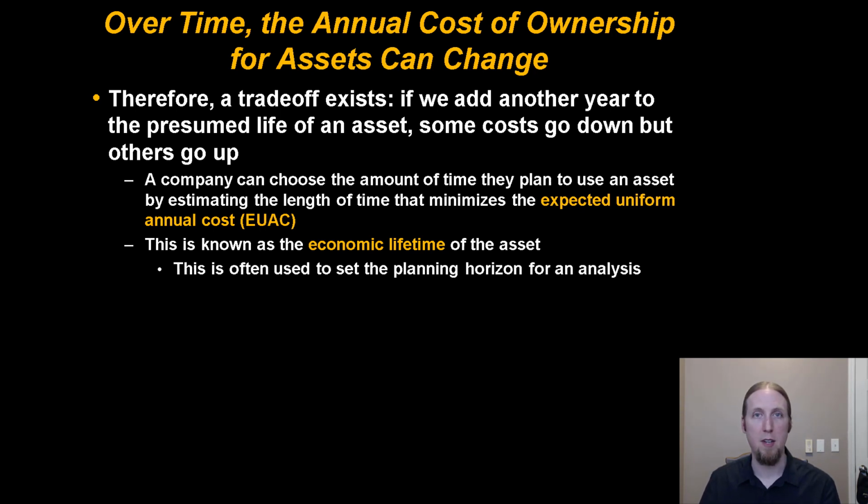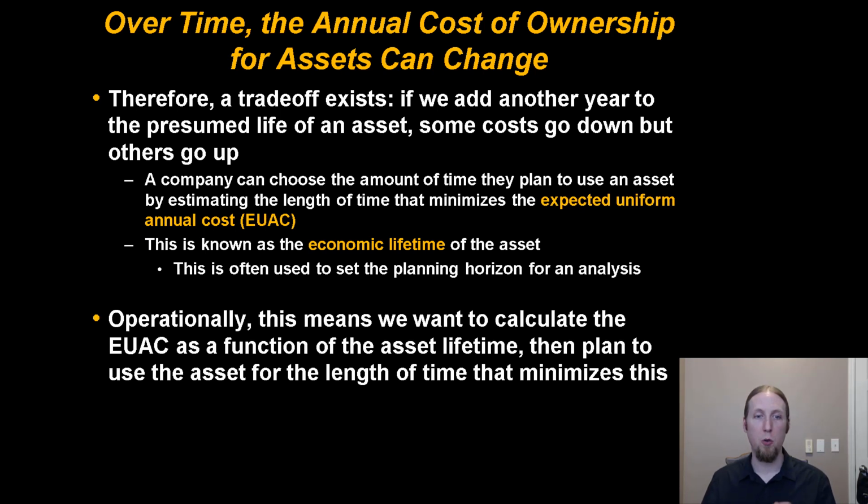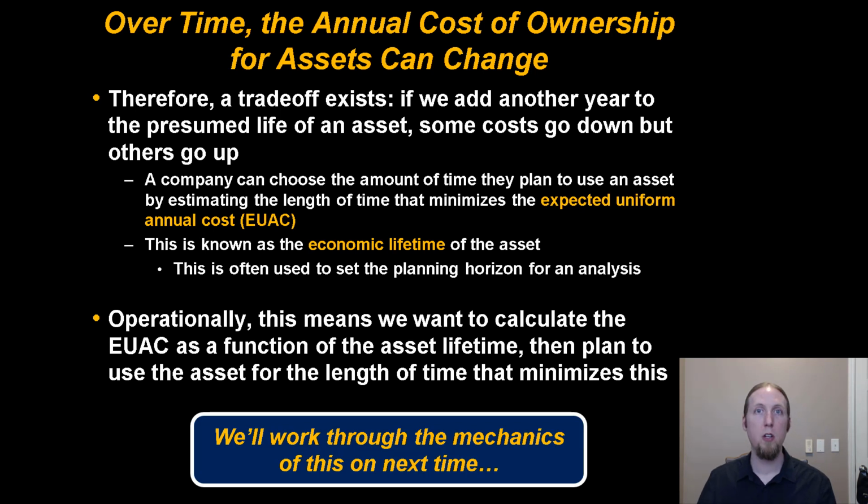So this concept is often what's used to actually set the planning horizon for an analysis. A company will calculate the economic lifetime of an asset, and they'll use that for the planning horizon. So what this means is that we want to calculate the expected uniform annual cost as a function of the asset lifetime, and the one that minimizes it is the economic lifetime, and that's how long we plan to use the asset.